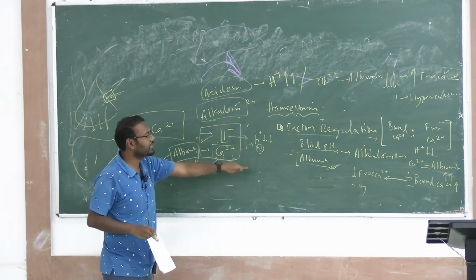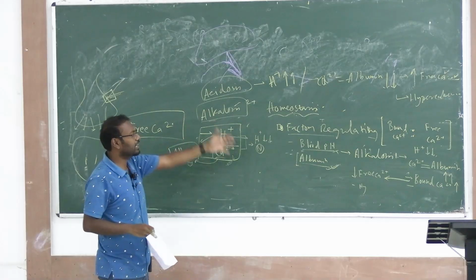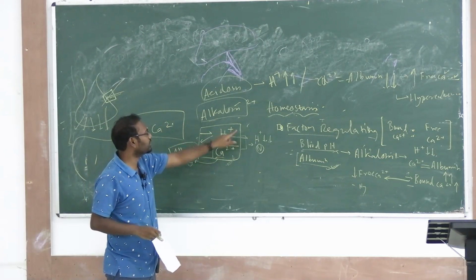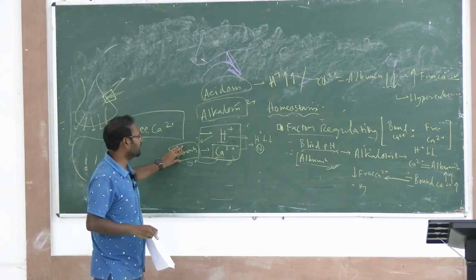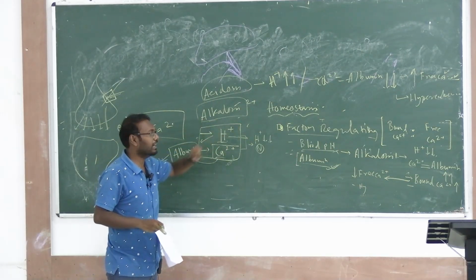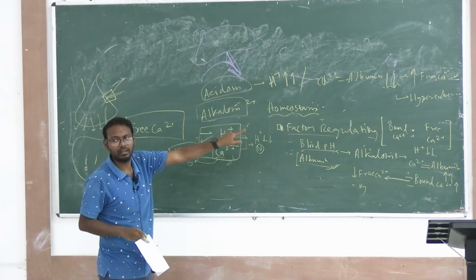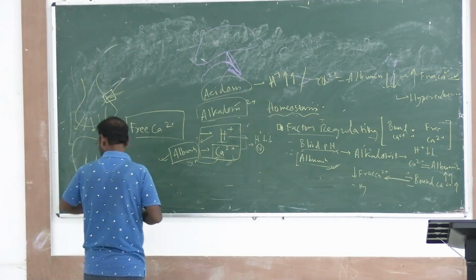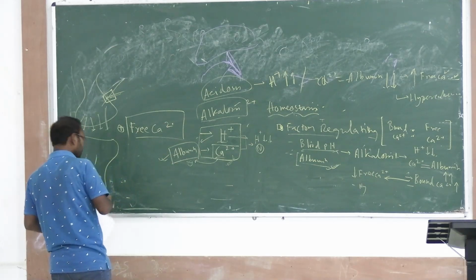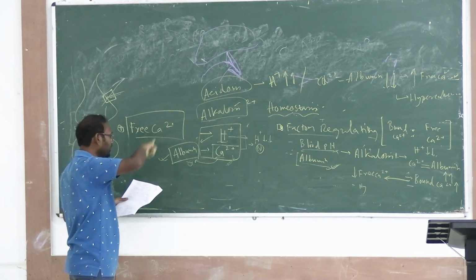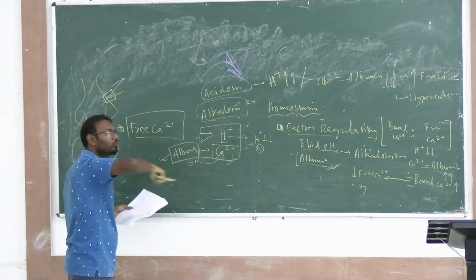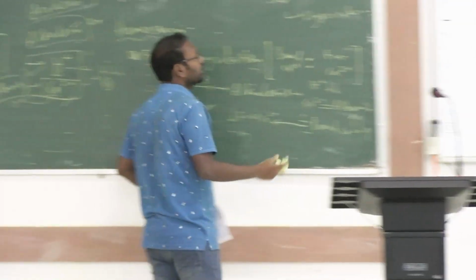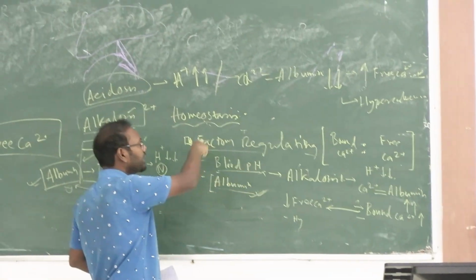Alkalosis: H plus decreases, more calcium goes into albumin, free calcium less, hypocalcemia. Acidosis: H plus increases, less calcium with albumin, that means free calcium is more, and that will cause hypercalcemia. So for any kind of explain why, now you can explain easily, no problem. Next, this is how this free and bound form is regulated, by blood pH and by albumin. Okay, the clinical thing is hypocalcemia that you are facing in case of alkalosis.